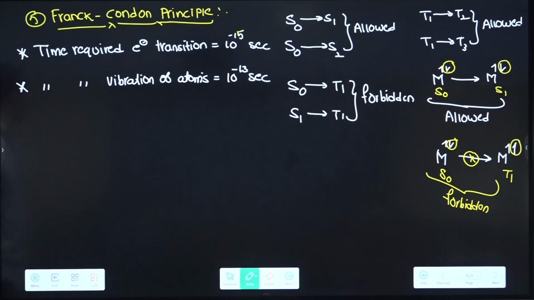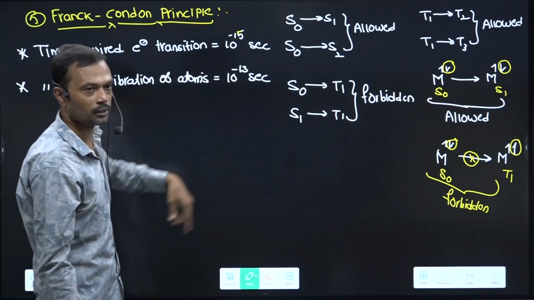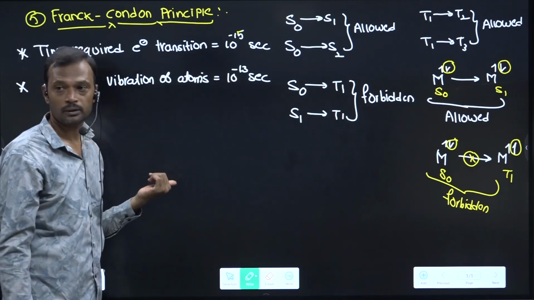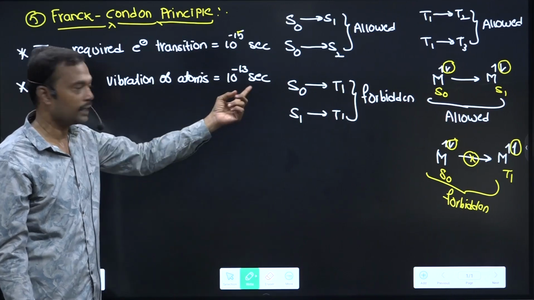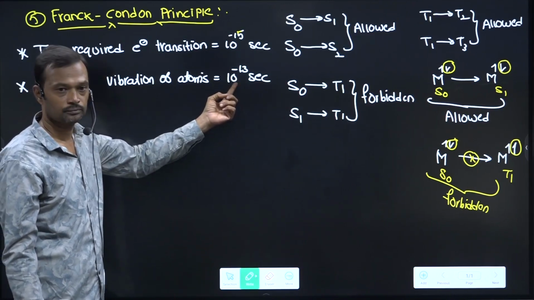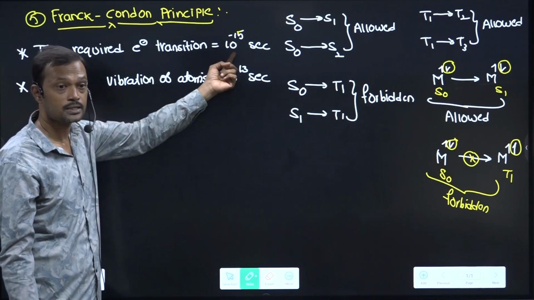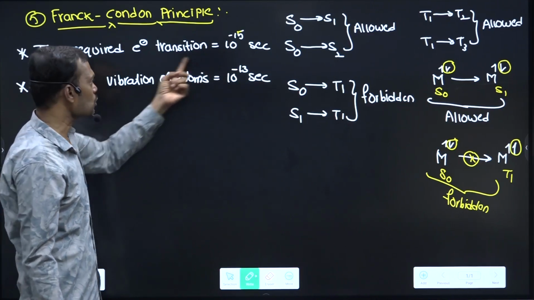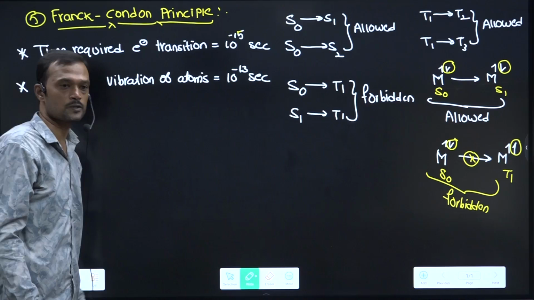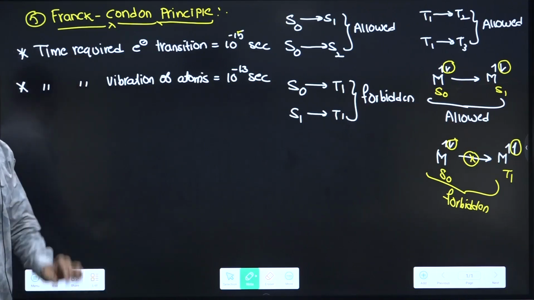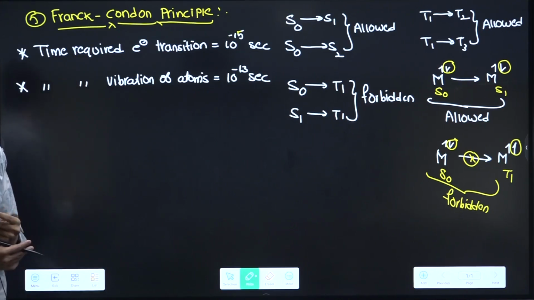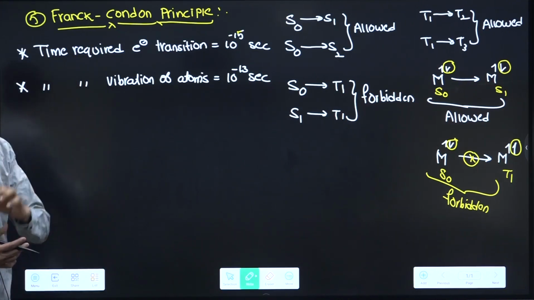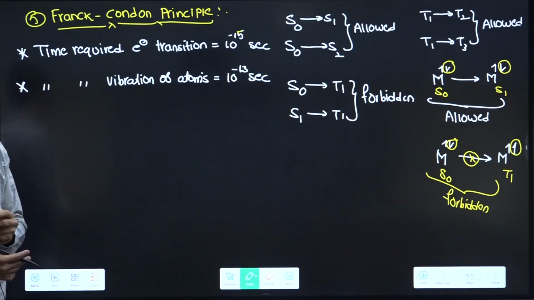Which is having less time? Electronic transition. Between these two, which is the higher number? Minus 15 or minus 13? Minus 13 is the higher number, so the time is less. Within a short time, electronic transition takes place. So indirectly I am saying that before vibration of any bond, electronic transition takes place, if you apply a suitable lambda.